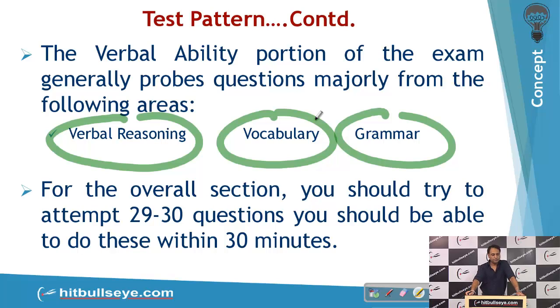For the overall section, you should try to attempt 29 to 30 questions, and you should be able to do these within 30 minutes. Again, the time division is a very, very specific and individual decision, and one has to evolve as a test taker to understand how much time per section should be given so that the overall attempt is in place.